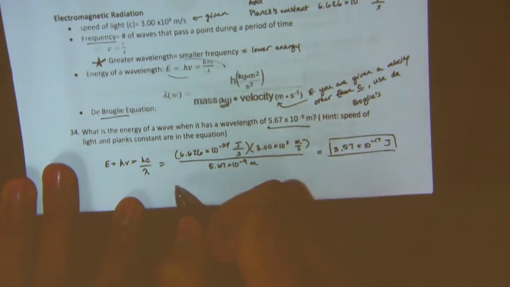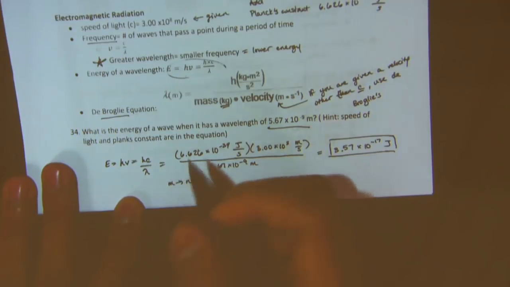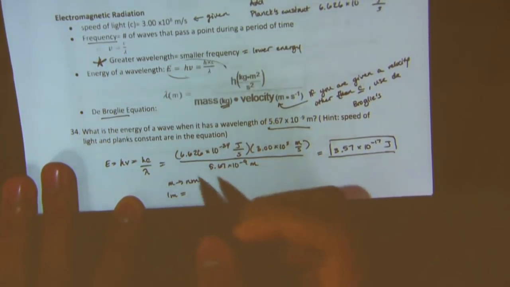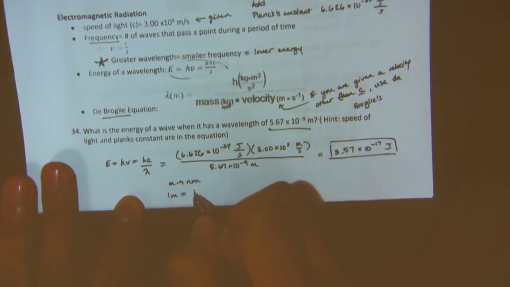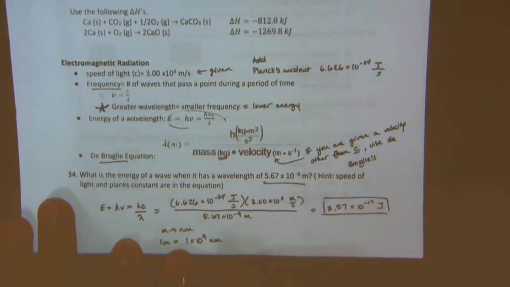Another relationship that I think is useful to know is from meters to nanometers. In this case, the nanometer is the smaller unit, so we're going to have a large quantity in comparison to the meters. So we have 1 times 10 to the 9th power nanometers in 1 meter. That'll be useful when they give you wavelengths in nanometers and you just have to convert it to meters, okay?